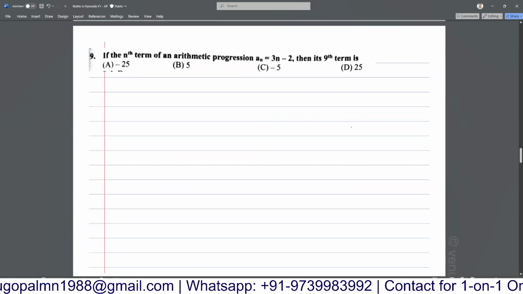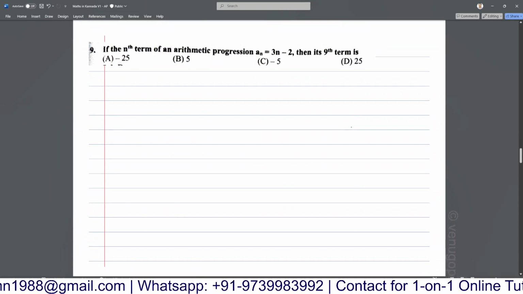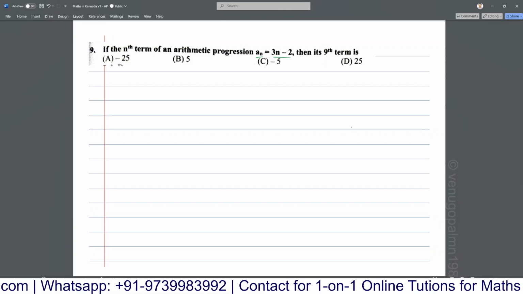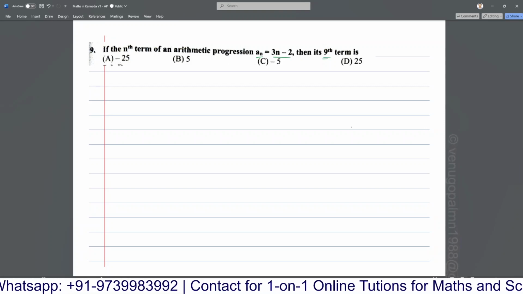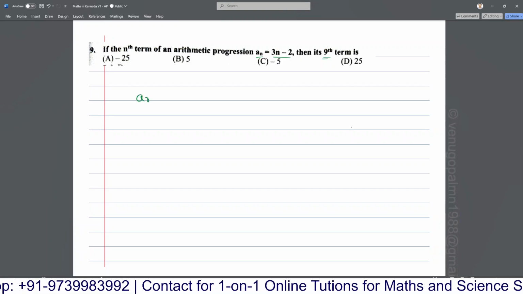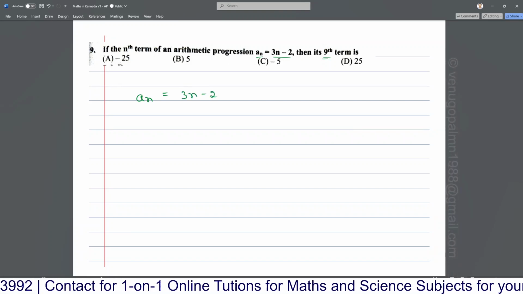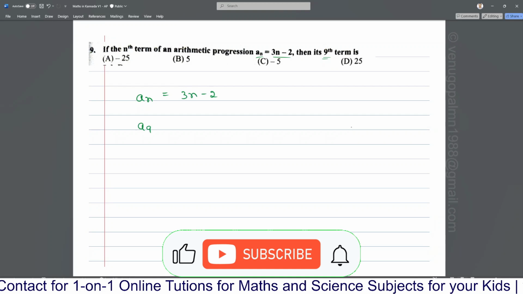So let us move on with the next sum. If the nth term of an arithmetic progression, again a similar example, they have given an nth term, we have to find out its ninth term. What they have given? A of n is equal to 3n minus 2. Now we will have to find out a of 9.